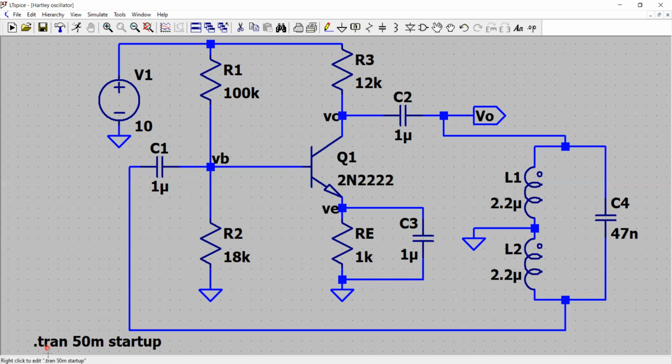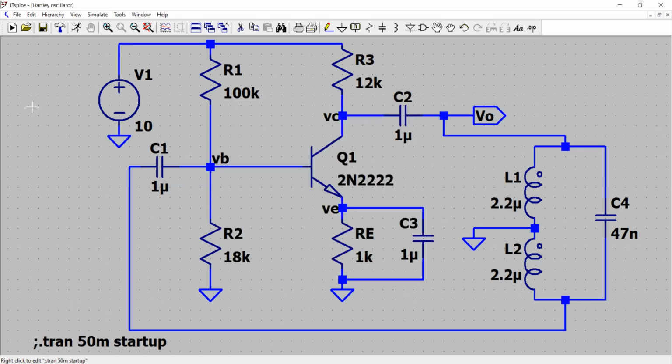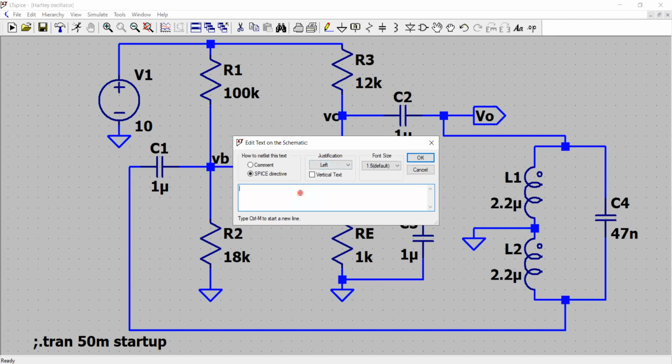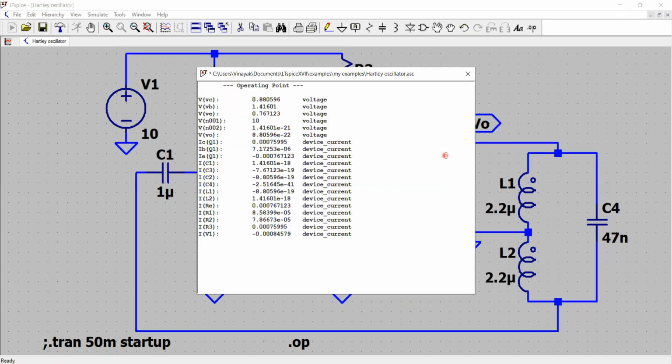So what we'll do is, for a moment, disable this. Right click on this transient analysis, and here I'll put this sign to disable this analysis. So this analysis is not active anymore. Instead, I would do one thing. I click here, and here I will write .op, which means perform the DC operating point analysis, and then I will save, click run to simulate, and look at this.